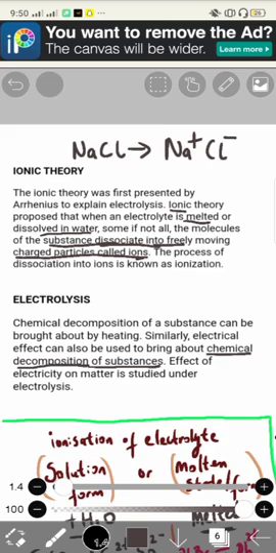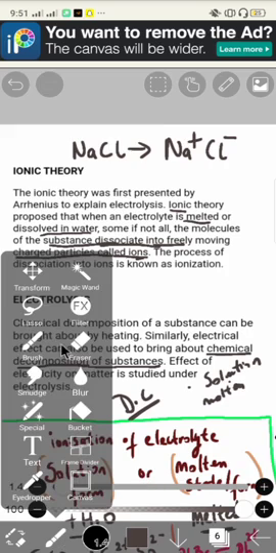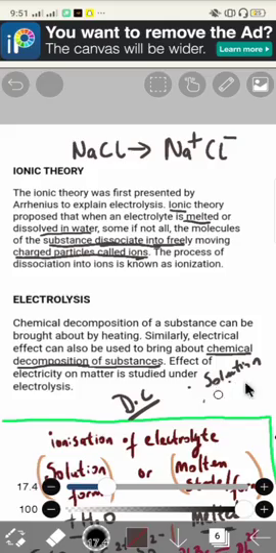Electrolysis is the chemical decomposition of substances in either solution states or molten states through the passage of what we call direct current. So let's recap. Electrolysis is the chemical decomposition of substances. So those substances are either in solution state or molten form.